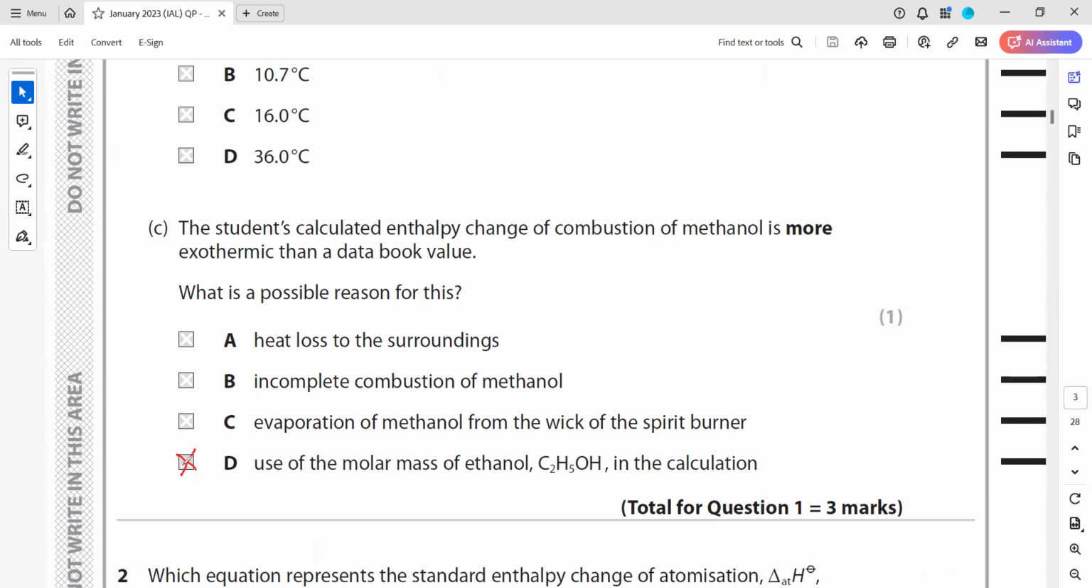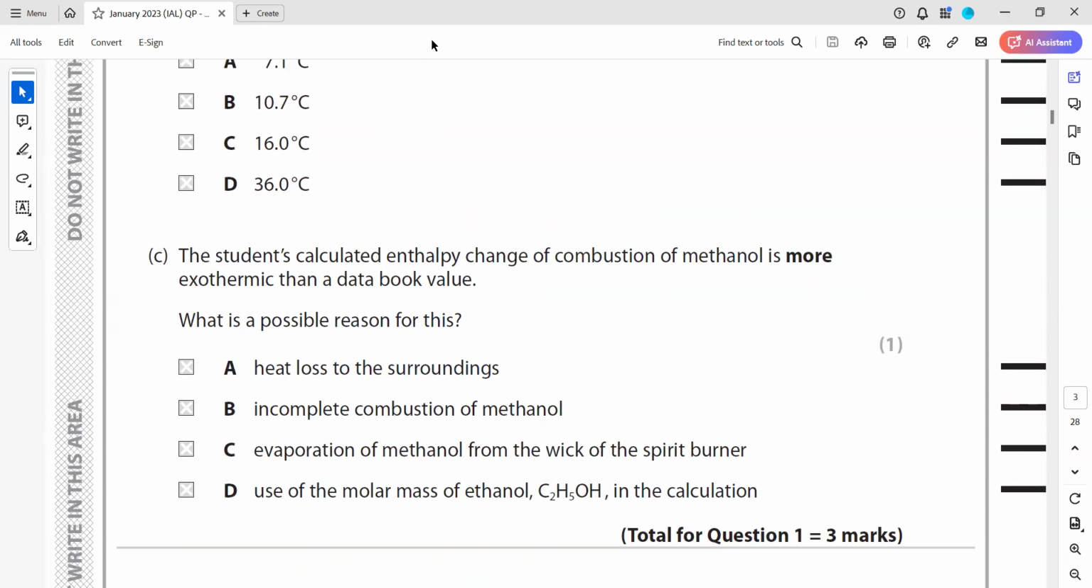So if energy is lost to the surroundings, our calculated value will be smaller. If incomplete combustion, the calculated value will be smaller. Evaporation happens for the fuel, so the fuel will not burn completely. A smaller amount of energy release, or a smaller value of enthalpy change, will be there. But if we use a greater mass of methanol, it means more mass is burned. That's why we get a higher value.